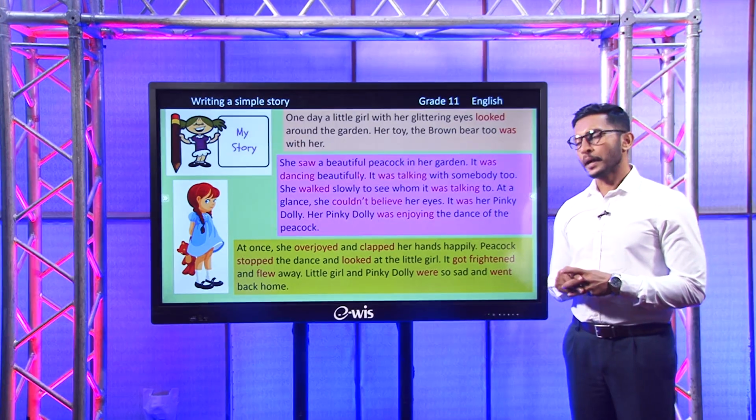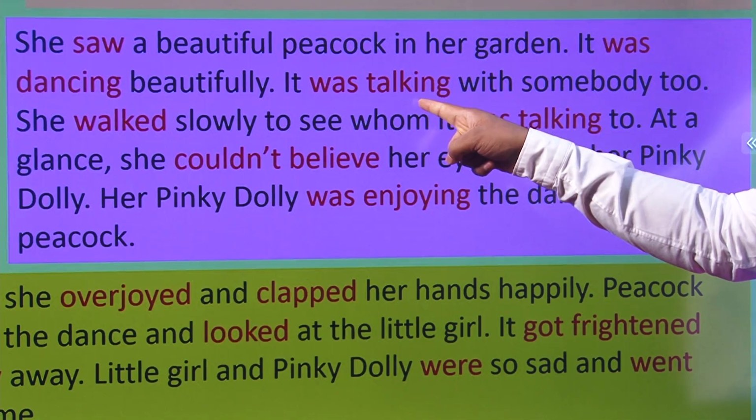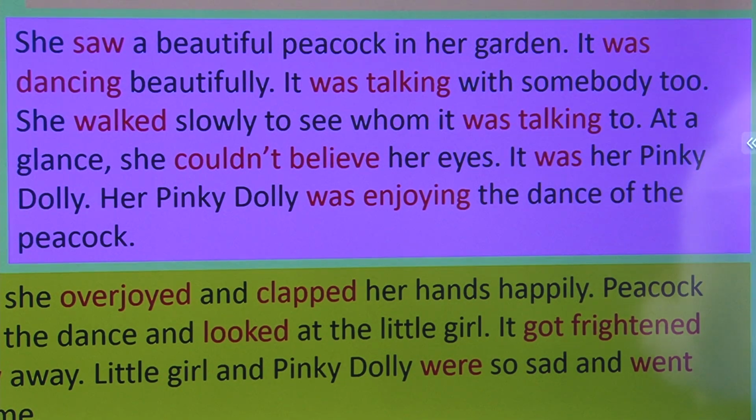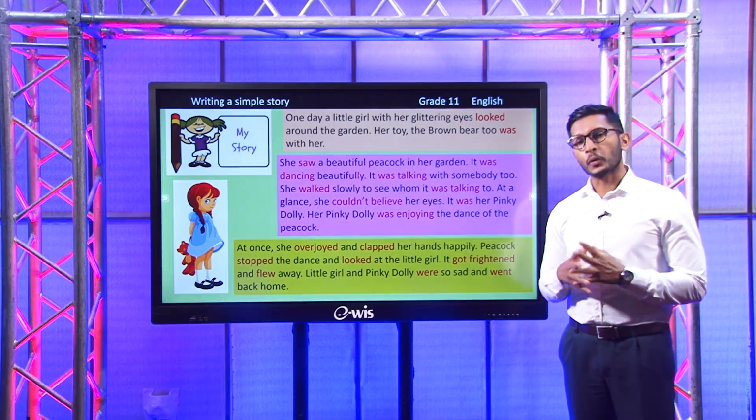Now, I want you to pay your attention to the second line of the second paragraph. It was talking with somebody too. That is past continuous. We use past continuous to talk about actions that were in progress in the past.